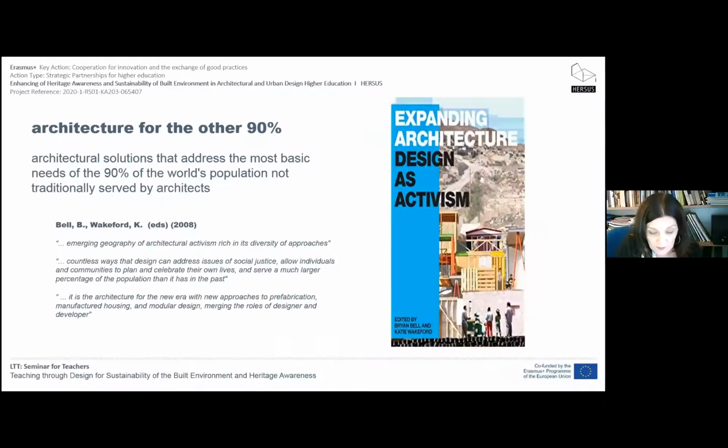Bell and Wakeford in their book say that there can be recognized emergent geography of architectural activism rich in its diversity of approaches. The ideology of this architectural movement is a part of a broader ideological framework of socially and environmentally responsible architecture that is based on the premises that many social and environmental problems can be solved by architecture, that the main purpose of the architecture is improving the quality of life of people and communities.